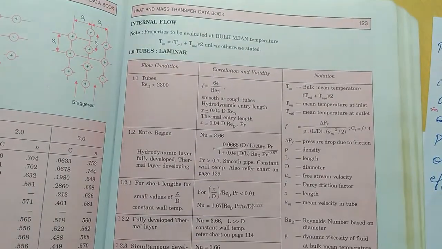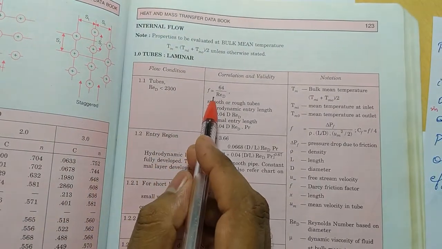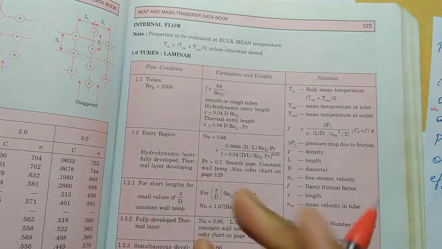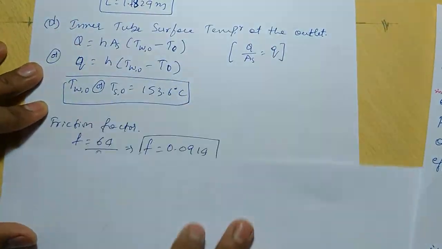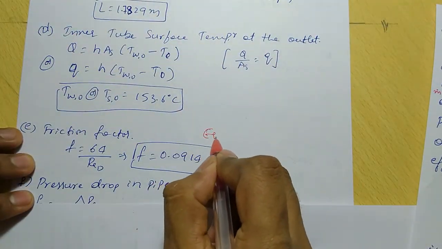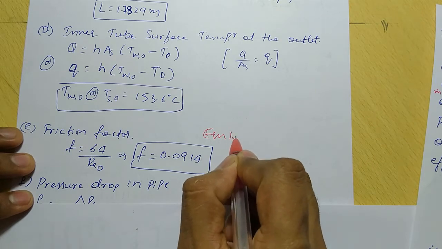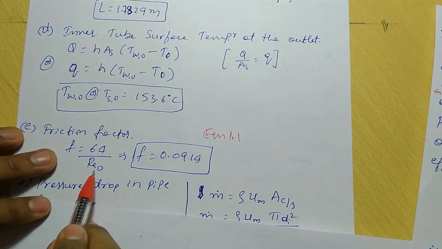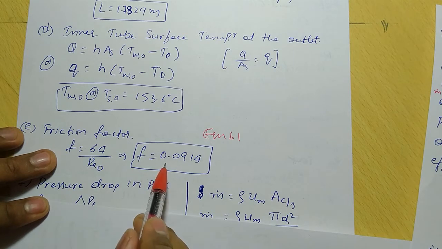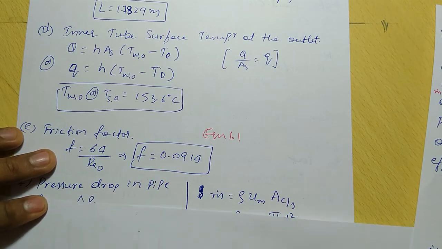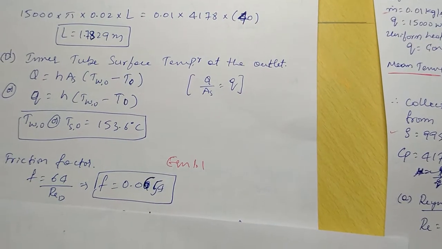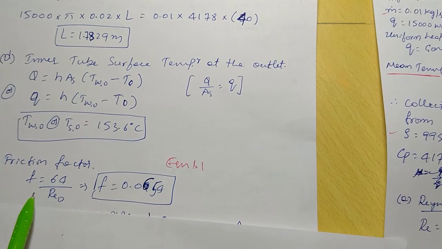For laminar flow, the friction factor f is equal to 64 divided by Re. This is equation number 1.1. Substitute the values, and we know the Reynolds number. Substitute here, and we will obtain this value. While calculating the friction factor by substituting the Reynolds number, you will get 0.065.